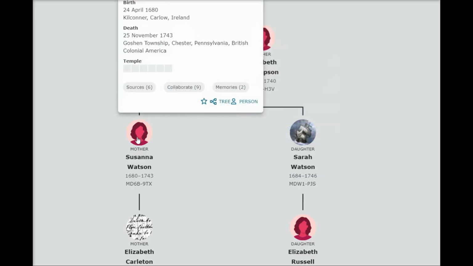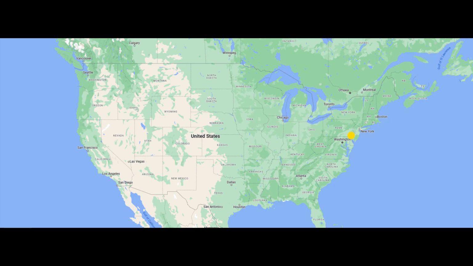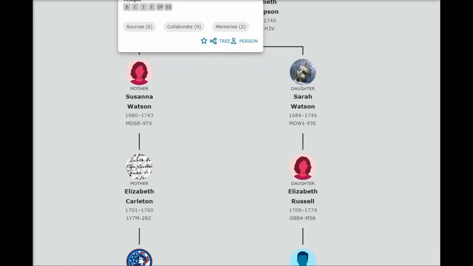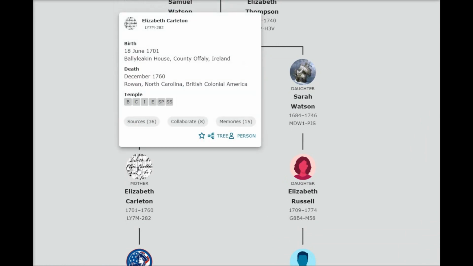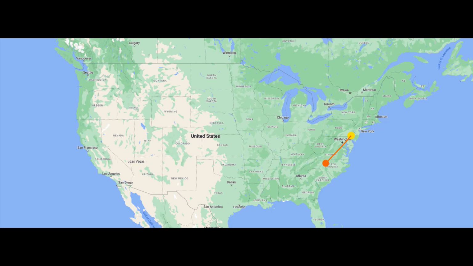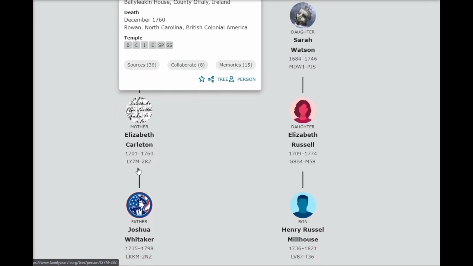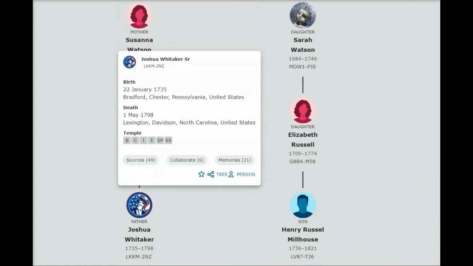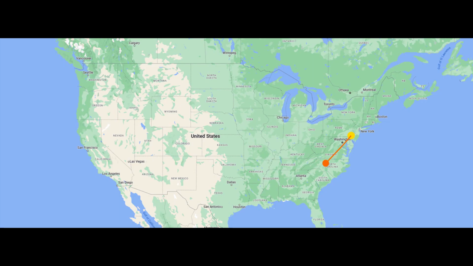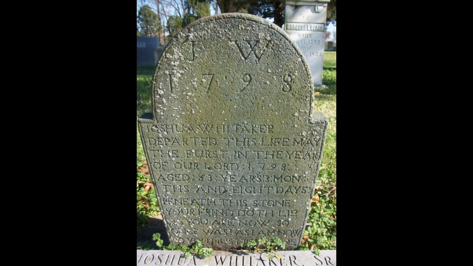Now here is Susanna Watson, who died in 1743 in colonial Pennsylvania, back before the Revolutionary War in 1773, when the United States fought to become a nation. Next, her daughter Elizabeth Carleton, who immigrated with her from Ireland, died in 1760, further south in colonial North Carolina. After that, Elizabeth's son Joshua, who was born while they were still in Pennsylvania, died in 1798, also in North Carolina. He was someone who lived through the Revolutionary War. Here's a picture of Joshua's grave.